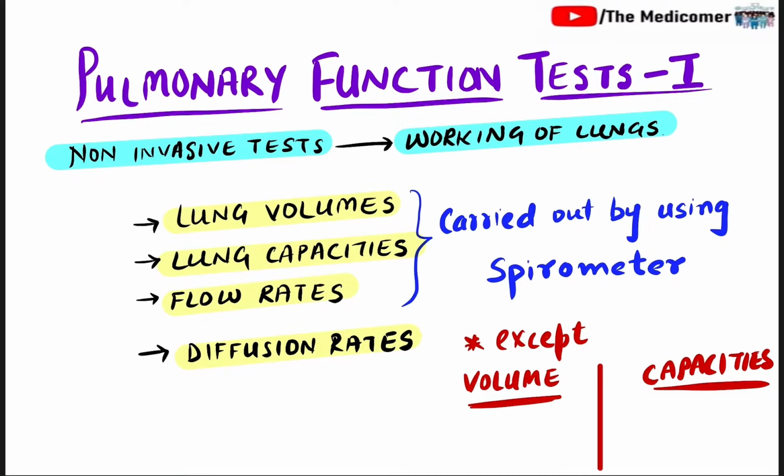Now these lung volumes, lung capacities, and flow rates are measured by an instrument called a spirometer. It's used to measure these lung volumes and lung capacities. There are some exceptions: some lung volumes and lung capacities cannot be measured by spirometer, so we'll get to the exceptions part later on. First, let's try to understand what these lung volumes and lung capacities are.